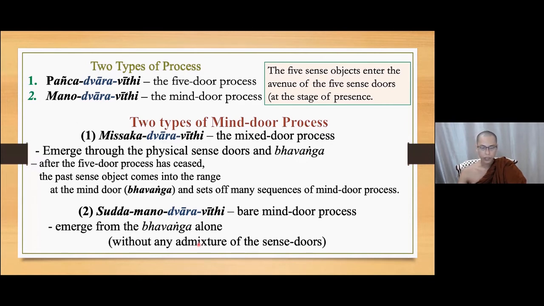Before we continue the study of the process, we need to classify how many types of process there can be. Two types: Panchadvara and Manodvara. In the Manodvara there is also Missaka Viti and Sutta Manodvara Viti. In Missaka Viti, the object comes into the mind starting from the five physical sense doors. For the Sutta Manodvara Viti, the object comes into the mind through the bhavanga, the Manodvara alone.